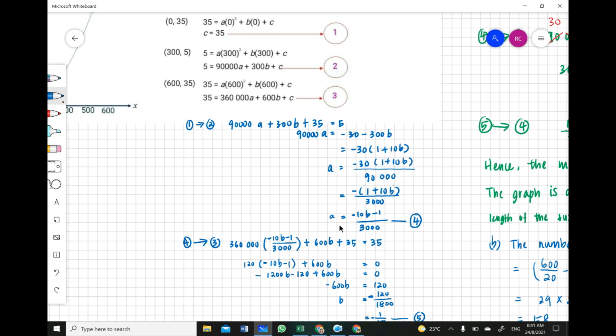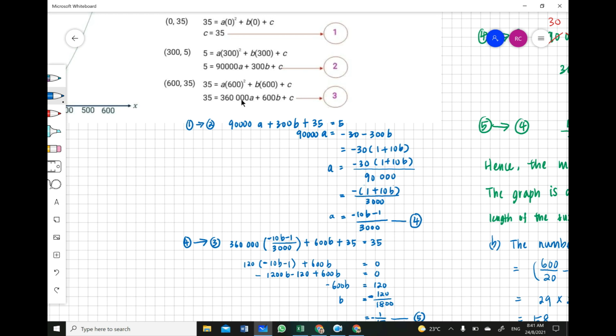Therefore, A is equal to negative 10b over 3,000. So this is the fourth equation. I'm going to substitute the fourth equation into the third equation, to get the value of B. So I'm going to substitute the A over here into this A. I change it the other way around now, I just exchange the position here.